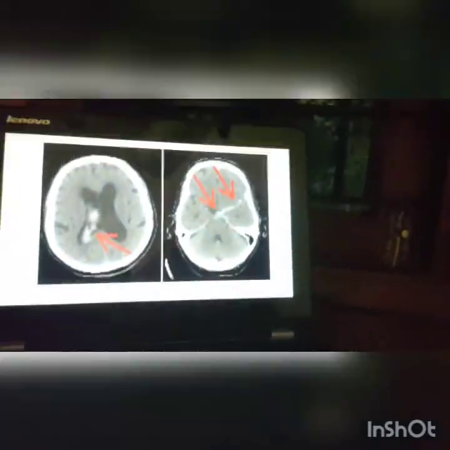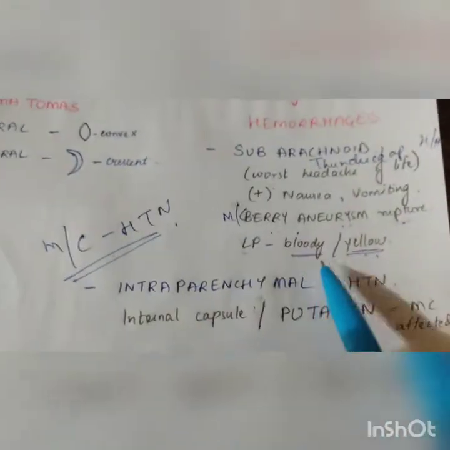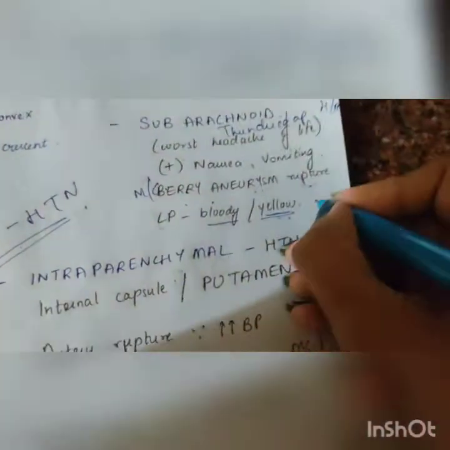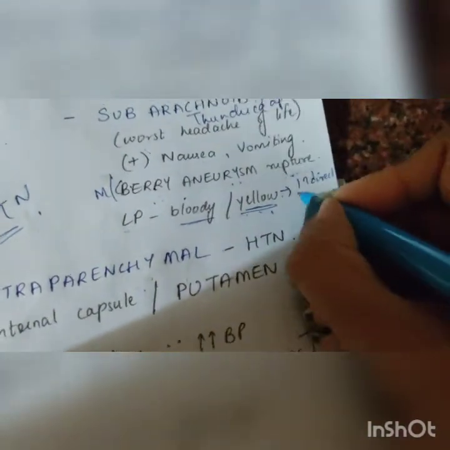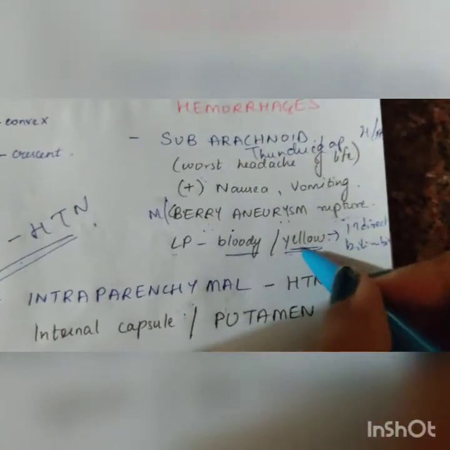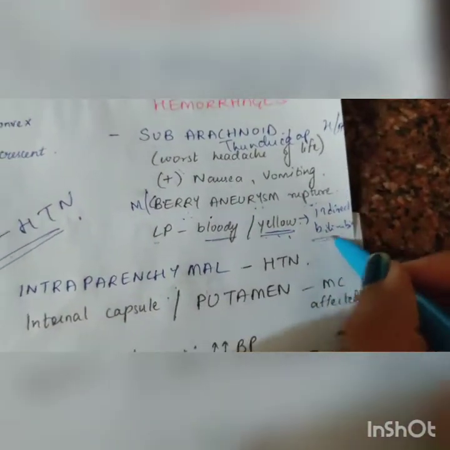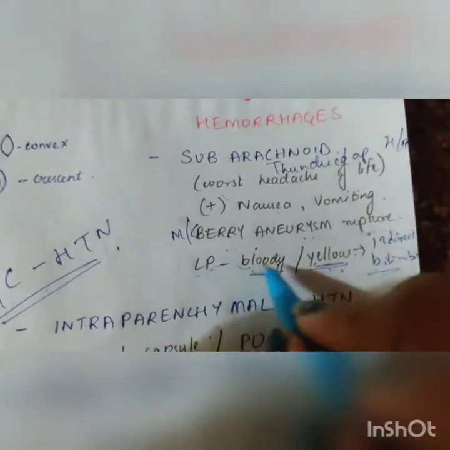Bloody because it is hemorrhage, so obviously blood is going to leak out, and yellow because wherever the RBCs are lysed, wherever there is any kind of hemolysis, it is going to lead to indirect bilirubin accumulation. So basically the RBCs are going to turn themselves into bilirubin. Bilirubin is yellow in color. So the lumbar puncture is going to be bloody or yellow in color, the discharge.